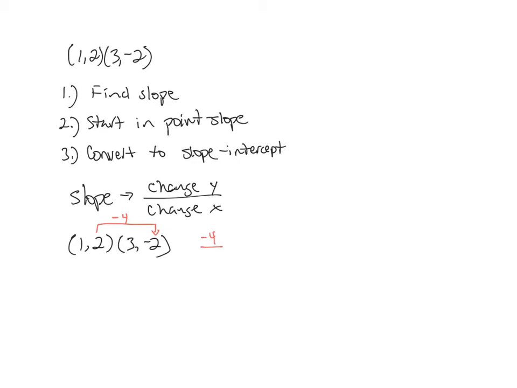for the y. And then the x, we go from 1 to 3. It went from 1 to 3 is bigger, so it'll be positive. And from 1 to 3 is it went up 2.